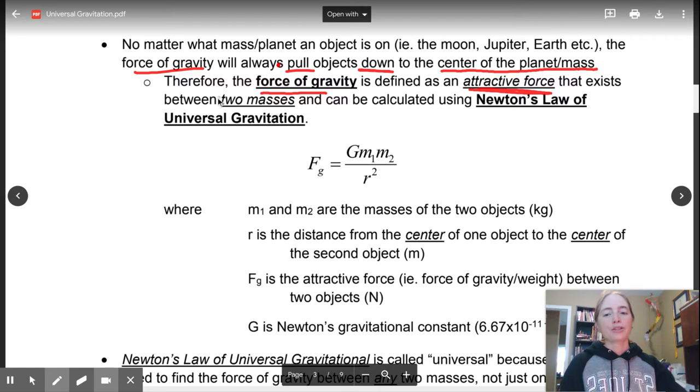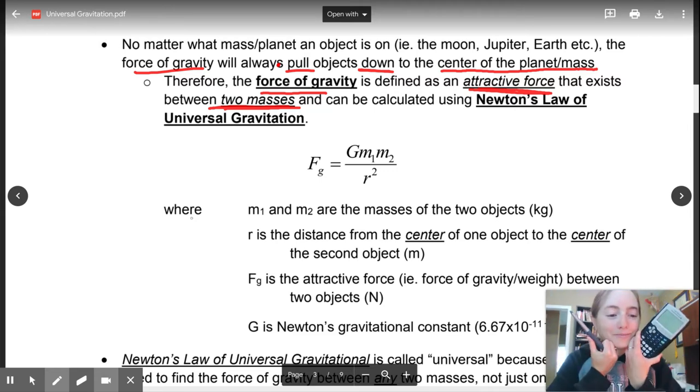Okay, so the force of attraction that's going to be in between two masses, ladies and gentlemen, so say an object and a planet, or it could be, say, I don't know, my stylus for the writing tablet and my calculator.